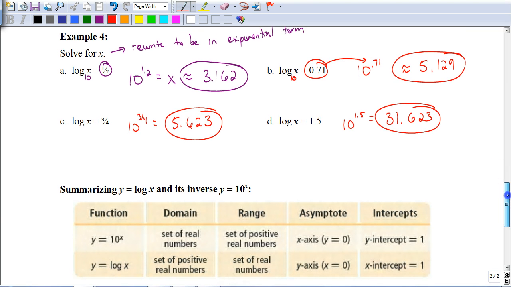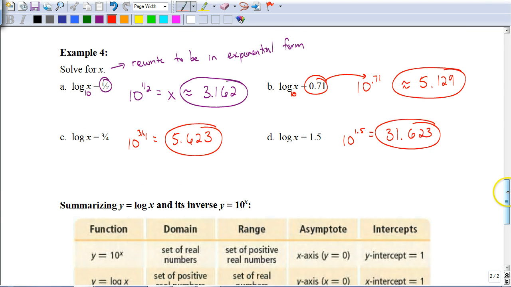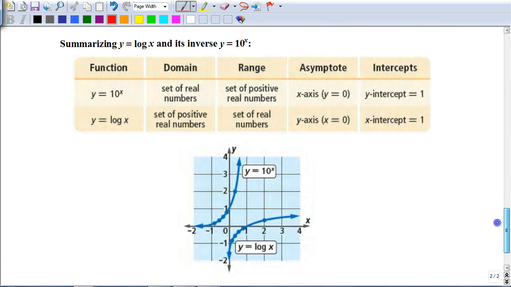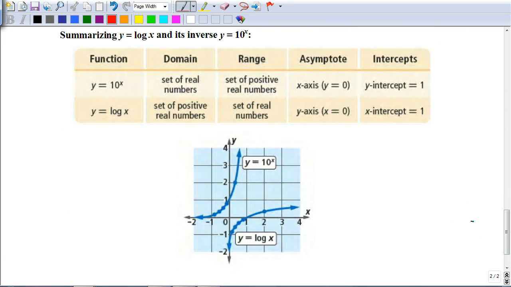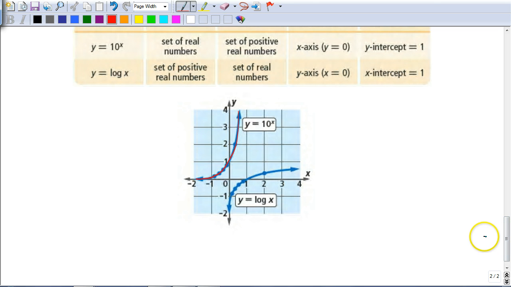Now, changing something between logarithm form and exponential form works because these are inverses of each other. So here, if you were to graph y equals 10 to the x, you would get this graph here, because this would be an exponential growth. If you were to graph y equals log of x, this is the graph you'd get. Now, if you notice, here's the line y equals x. Remember, inverses are reflections over the line y equals x. So that's how we can see that these two are inverses of each other.